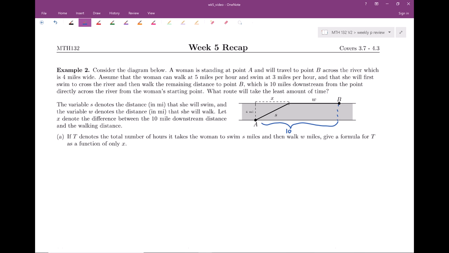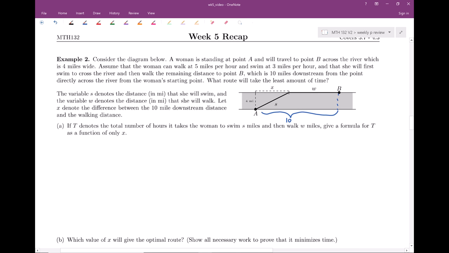So S is going to denote the distance that she swims. W is going to denote the distance that she will walk. And X is going to be the difference between the 10 miles downstream and the walking distance. A lot of things, so let's write down some equations. First of all, X and W, if we add those together, are going to give us 10. So X plus W is equal to 10.